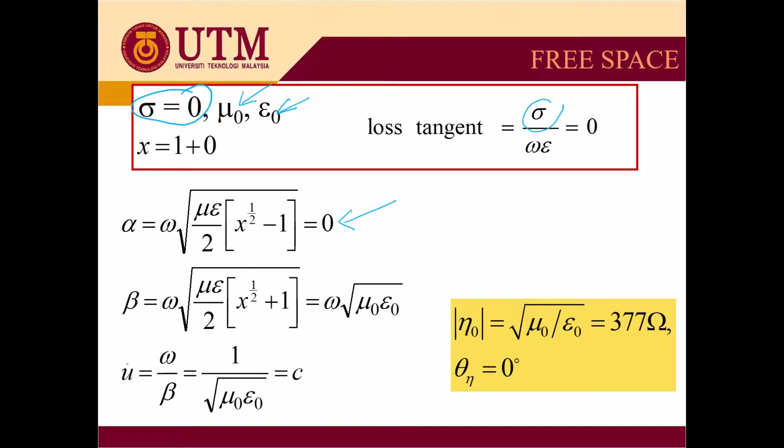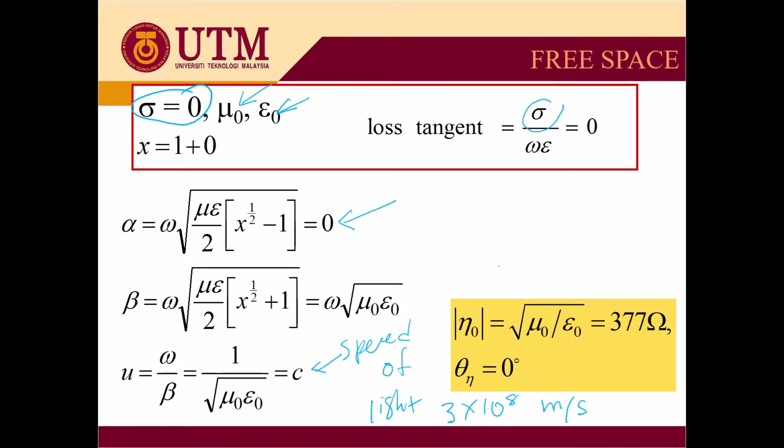So u, the velocity of the wave, is equal to omega divided by beta, equal to 1 over square root of mu naught epsilon naught. So this is equal to c. C is basically the speed of light, 3 multiplied by 10 to the power of 8 meters per second.